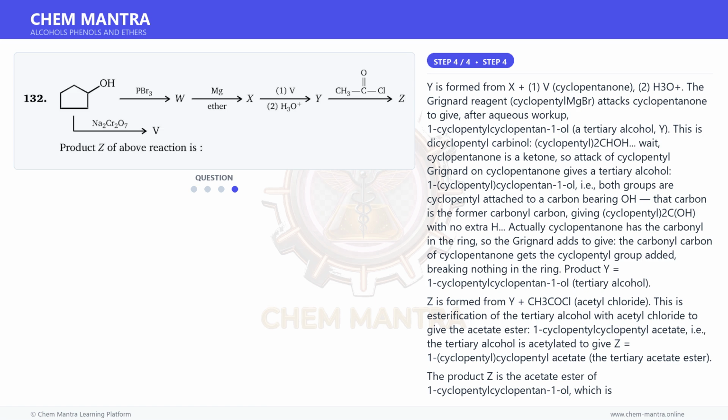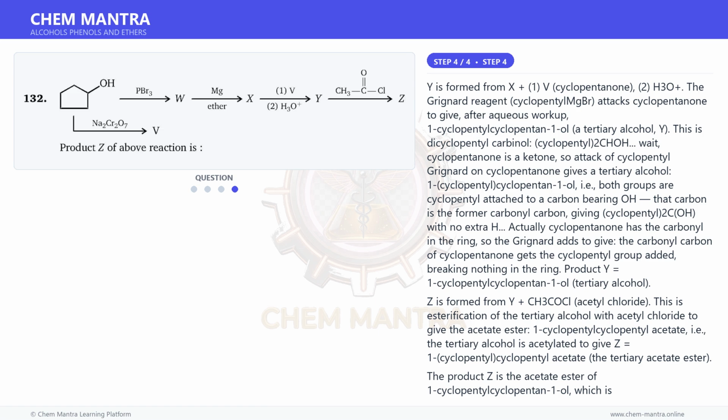The Grignard reagent, cyclopentyl magnesium bromide, attacks cyclopentanone to give, after aqueous workup, 1-cyclopentylcyclopentan-1-ol, a tertiary alcohol, Y. This is dicyclopentyl carbinol. Wait, cyclopentanone is a ketone, so attack of the cyclopentyl Grignard on cyclopentanone gives a tertiary alcohol, 1-cyclopentylcyclopentan-1-ol, i.e., both groups are cyclopentyl attached to a carbon bearing OH.